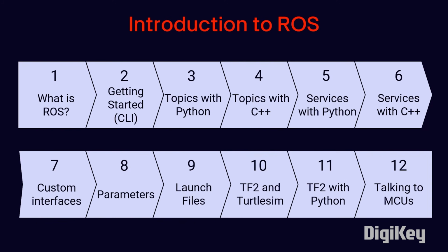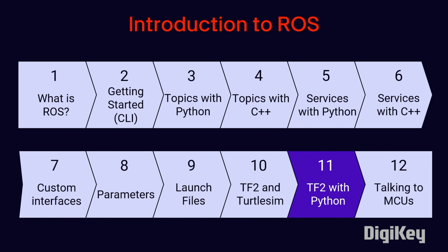Previously, we looked at the TF2 library in ROS2 and talked about how it's helpful for transforming coordinates between different frames. We're going to continue that discussion and build out a full example that uses both broadcasters and listeners to give you a sense of how the TF2 library works. Here is a quick recap on the concept of frames.